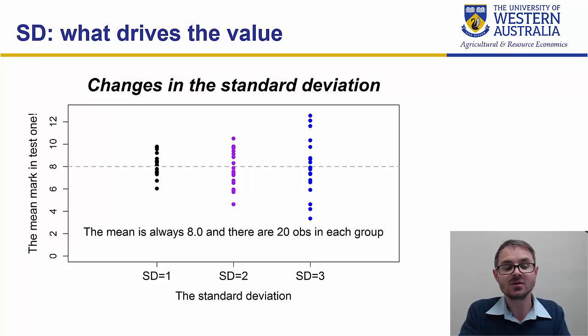Three different samples, all with the same mean of 8, each with a different standard deviation. So you can see as the standard deviation increases, the spread of the data increases. And that's all we need to know. So when the standard deviation is large, the spread of the data is large. When the standard deviation is small, the spread of the data is small.